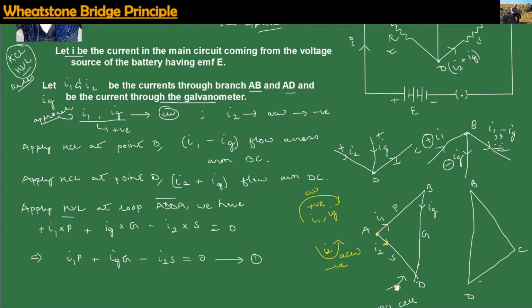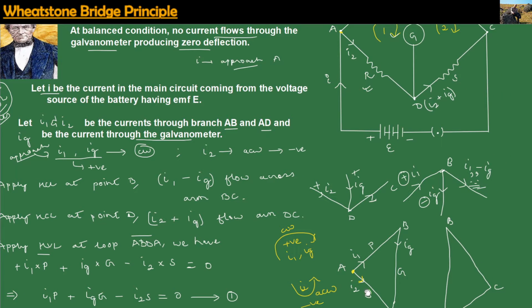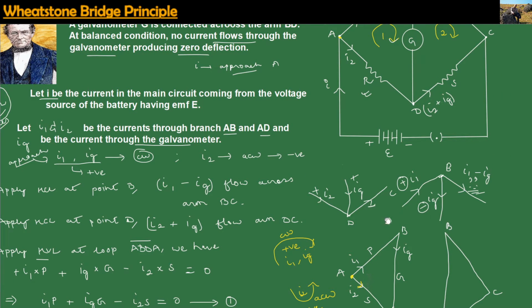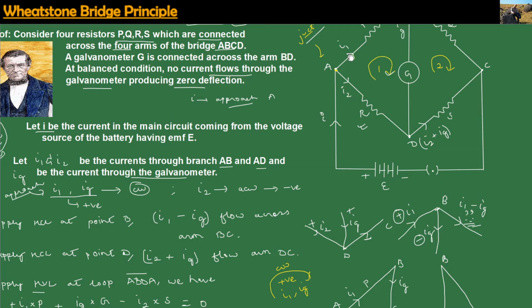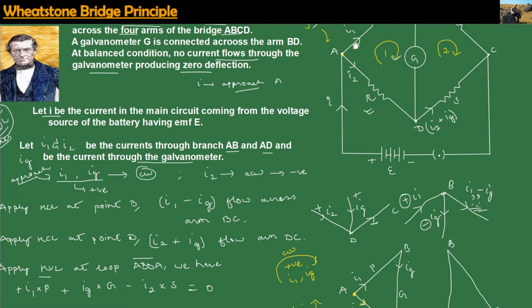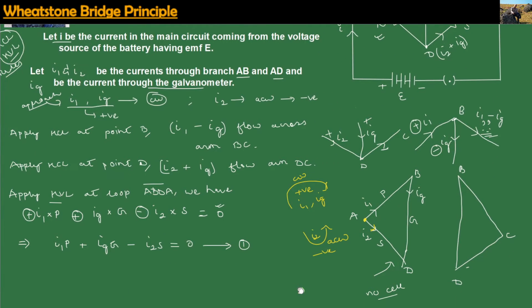When we look at equation 1, we find that I1P is clockwise. I1 will be clockwise in nature, that is why the sign is positive. I2 is anti-clockwise, that is why the sign is negative. Even IG will be clockwise in nature, that is why the sign is positive. When you look at that loop ABDA, why is the EMF 0? Because there is no cell. If there is no cell, there is no voltage source, so that is why EMF will be equal to 0.